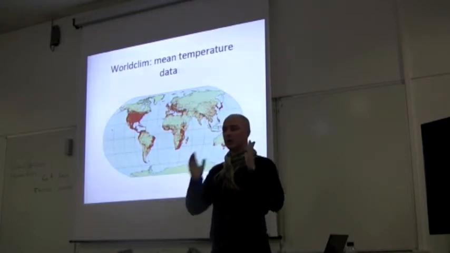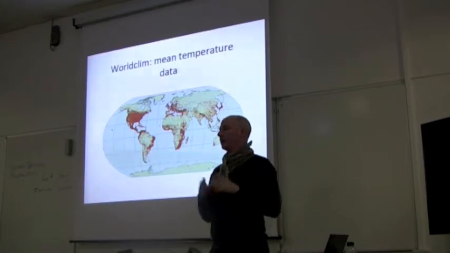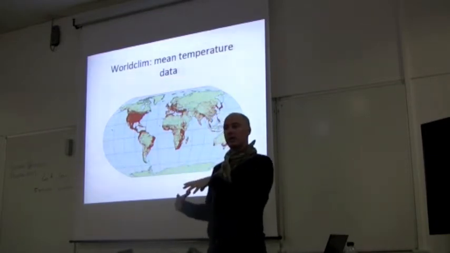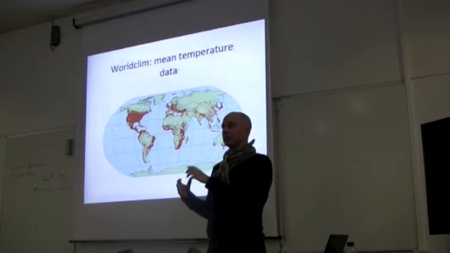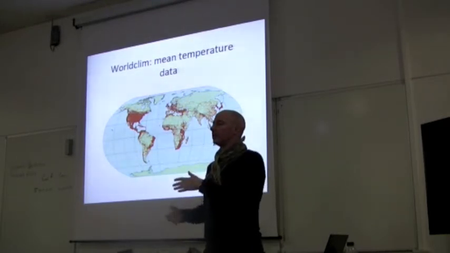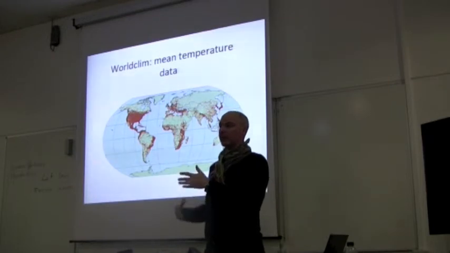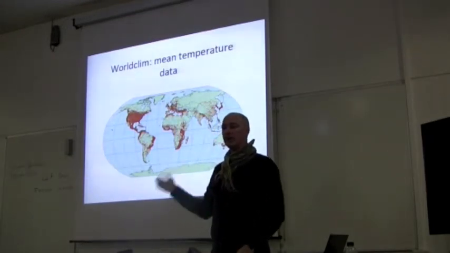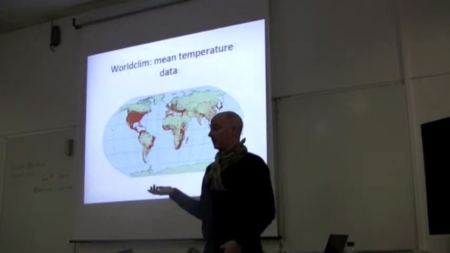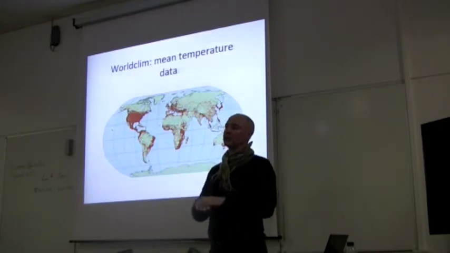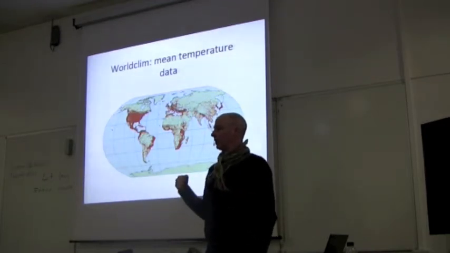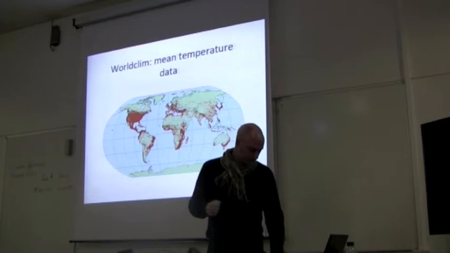Depending on what region of the world, there may be better data sets. For the United States, there's something called PRISM. Mexico has a much better set of data, for example, that are interpolated better than WorldClim because they have more stations. So in your region, you may have a better data set. But if you're crossing countries, if you're crossing continents, WorldClim is pretty easy to use, right?